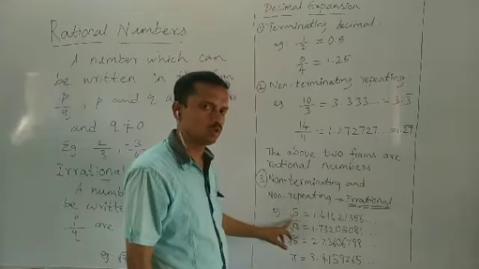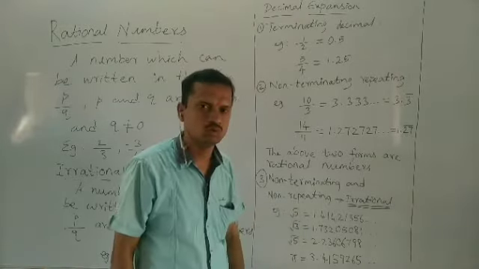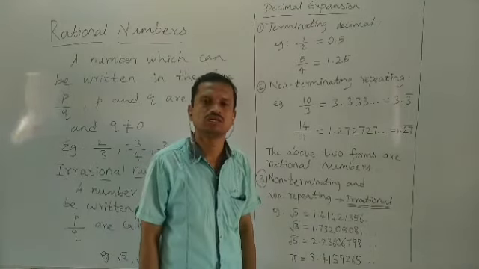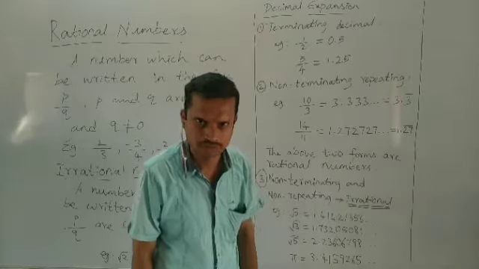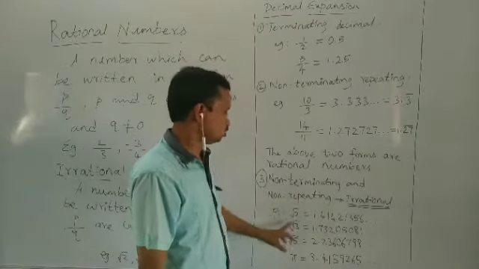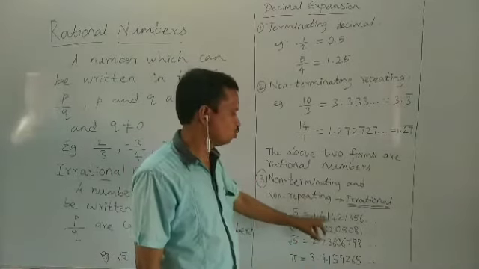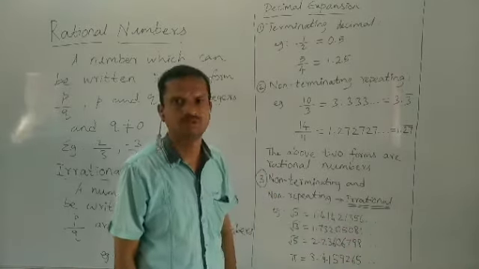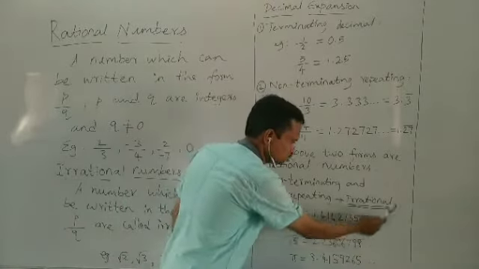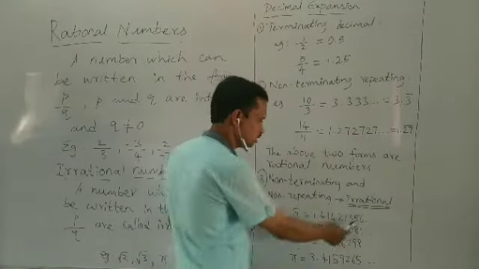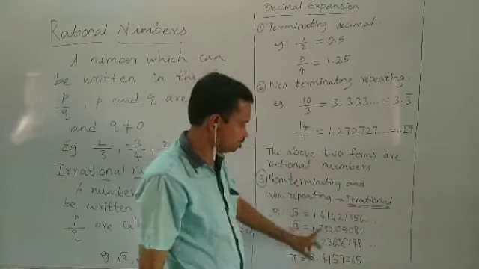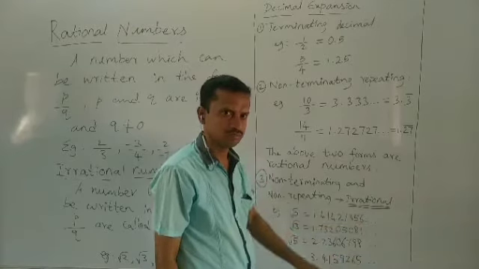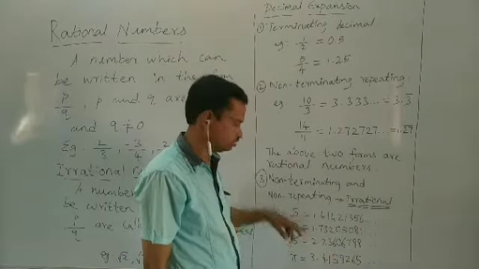For example, you take root 2. If you find the value of root 2, you studied in 8th standard itself in the chapter squares and square roots. Do you remember? I hope so. Okay. So, root 2 is equal to 1.41421356, etc. That means it goes on and never ends. It is not repeating also. Different digits are coming here. So, root 2 is irrational.